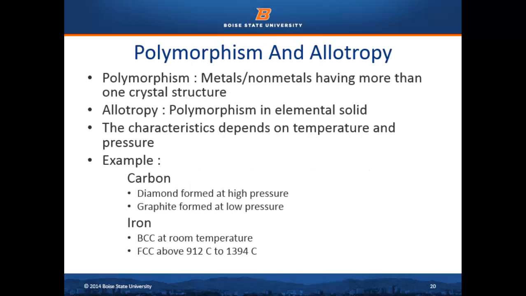Now I'm going to start explaining polymorphism and allotropy. Polymorphism is simply solids that have more than one crystal structure. If polymorphism is observed in an elemental solid, it's known as allotropy. The characteristics of polymorphism and allotropy depend on temperature and pressure. But how? Take an example of carbon. That shows how pressure causes this phenomenon. Diamond is formed at high pressure, whereas graphite is formed at low pressure. This processing step changes the structure and properties and leads to differences in performance.